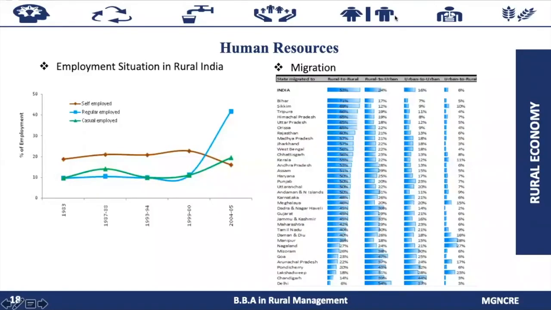I hope all of you are able to view the right side of the screen indicated by the heading of migration. In the type rural to rural migration, Bihar constitutes the highest percentage, accounting for 71%, whereas for rural to urban, Delhi is contributing the highest figure, that is 54%. For urban to urban, the highest percentage is reflected by Chandigarh, that is 44%. And for urban to rural, the highest percentage is given by Manipur, which is 28%.